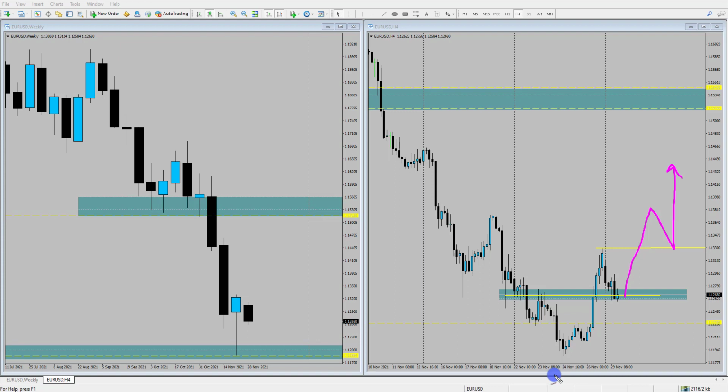But either way, we could start to see a bit of a seasonal bullish reversal for euro US dollar. Look out for the potential reversal trading opportunities.